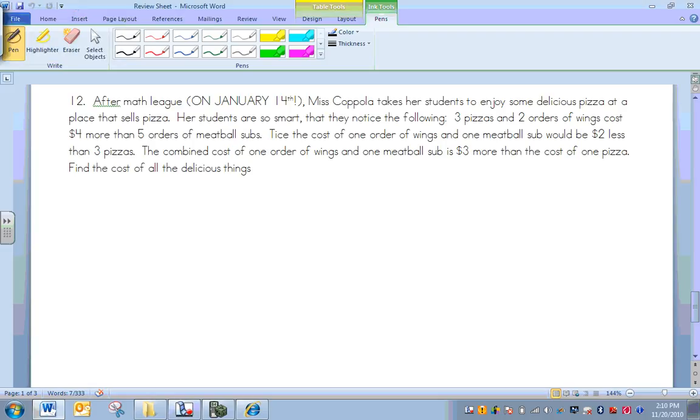Okay, so I have two questions I'd like to go over with you on the review sheet before you start it. The first one is number 12, and it's a word problem. The reason I want to do this one is because there's three variables, not two like last week. So that's why I'm doing it.